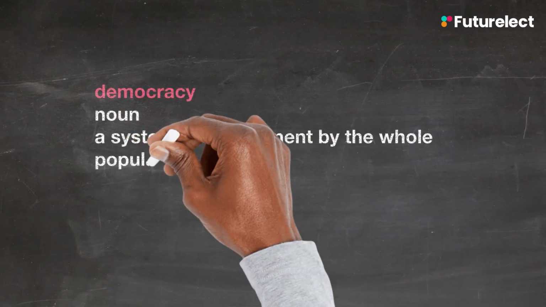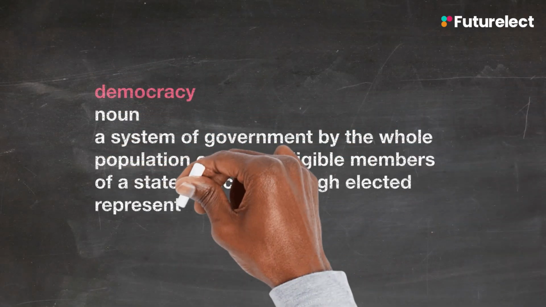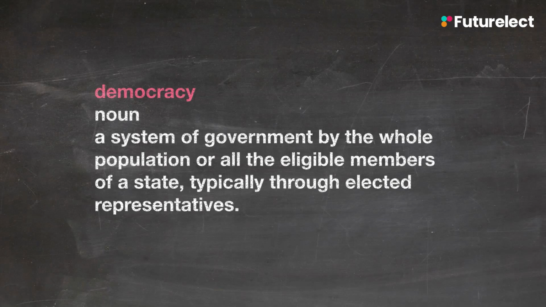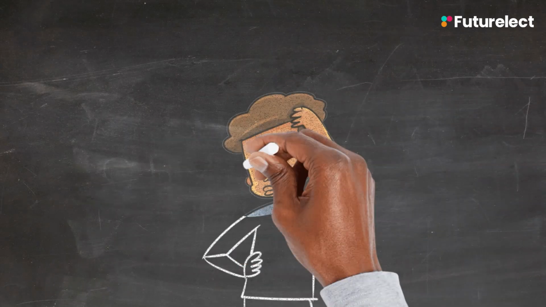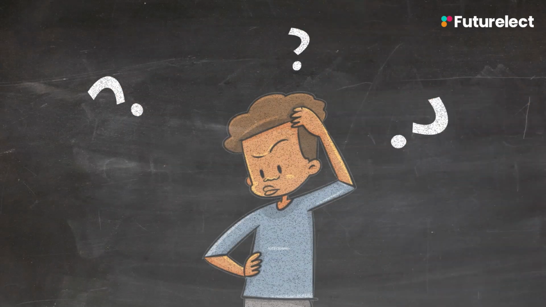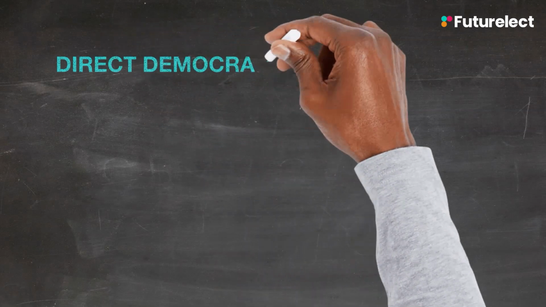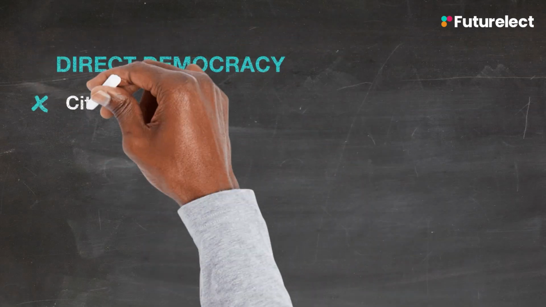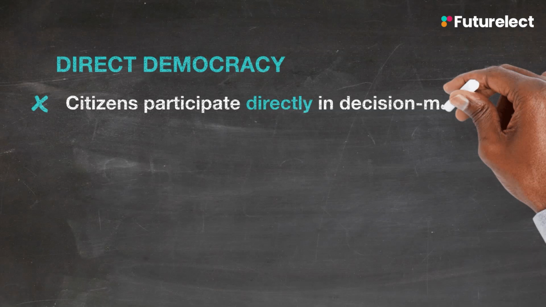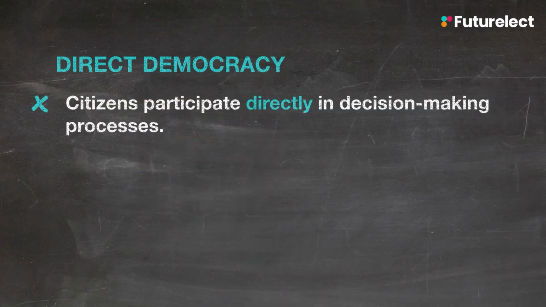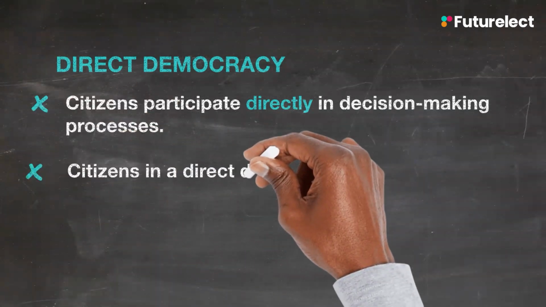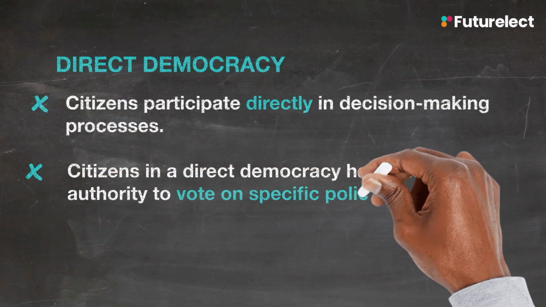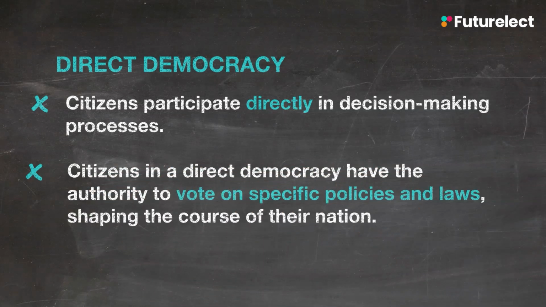Okay, now that we have a clear understanding of what a democracy is, let's dig a little bit deeper. Did you, for instance, know that there are different types of democracies? Direct democracy, for example. This is a system that empowers citizens to participate directly in decision-making processes. So, instead of electing political representatives to make choices on their behalf, citizens in a direct democracy have the authority to vote on specific policies and laws, shaping the course of their nation.